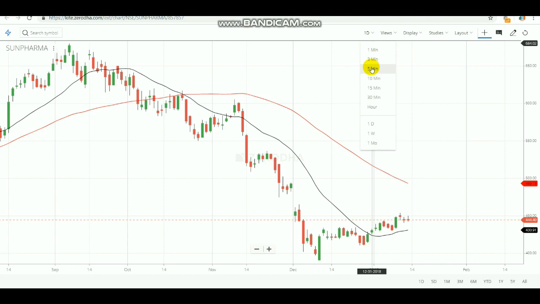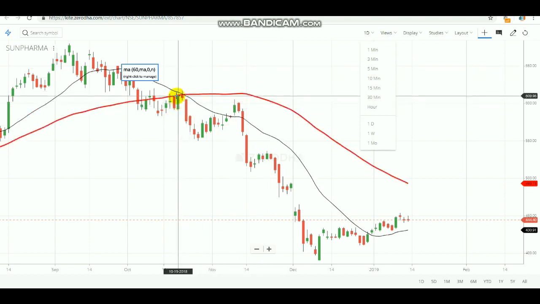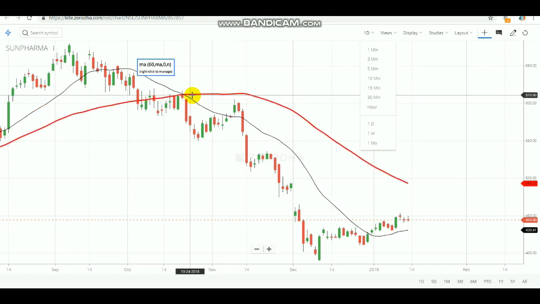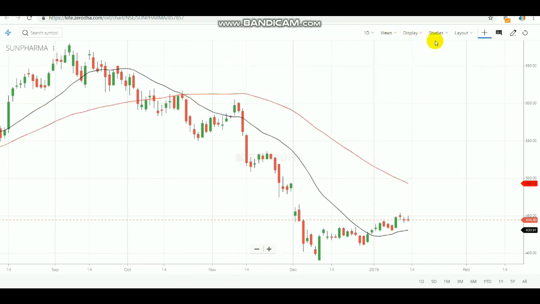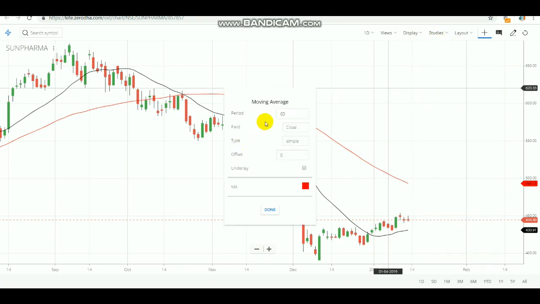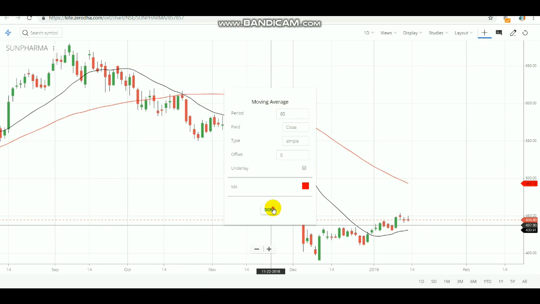In previous trading signals I said that the black line is the 20 moving average and the red line is the 60 moving average. Once again I will tell you those settings, note it. This red line is the 60 period moving average. If you change it to 60, this red line will form like this, and then select done.